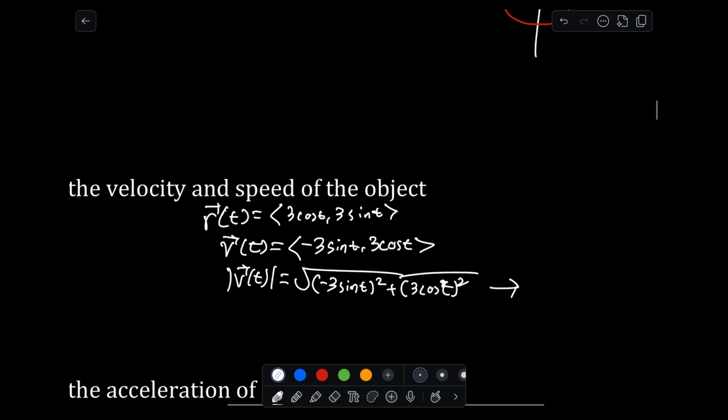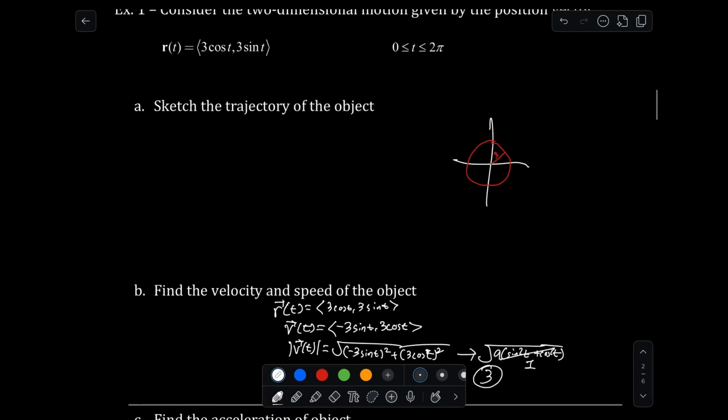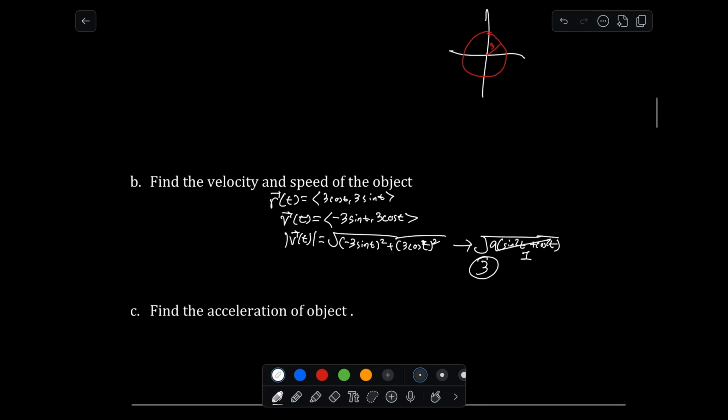And then we're going to get 9 sine squared t plus cosine squared t. This just goes to 1, so it's going to be 3 as our speed. And it doesn't specify the units, so we're just going to leave it as 3.